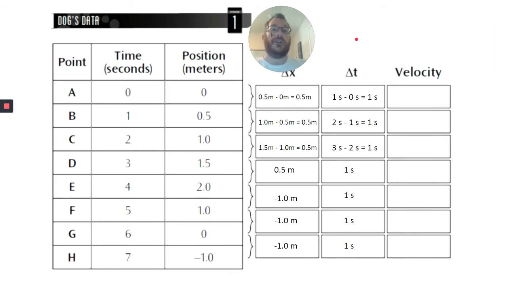So the next thing is the velocity, right? From last week, we saw that the velocity was a change in position over time, delta x over delta t. So that means we take this column, 0.5, and divide it by 1 second. So 0.5 meters divided by 1 second gives us 0.5 meters per second.